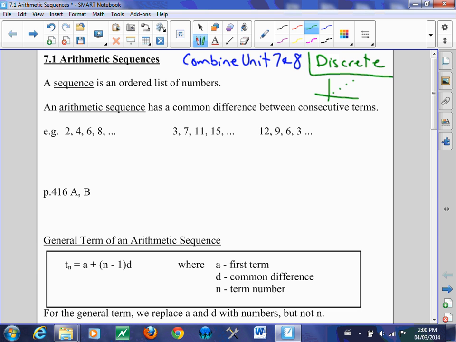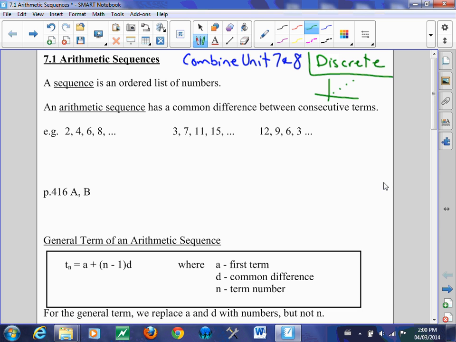Okay? So again, our last unit test will be combined with unit 7 and 8 together, and the reason we combine them is because 7 and 8 deal with both discrete functions. Okay, so before we get right into what a sequence or what discrete functions are, we've got to get into some terminology. So today we're going to deal with what's called sequences.